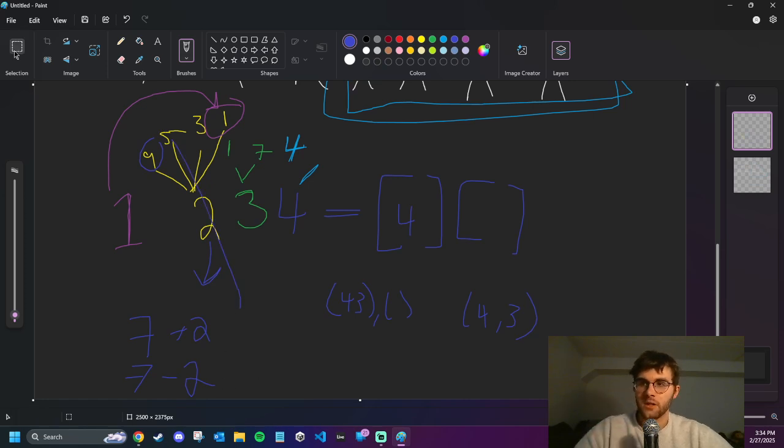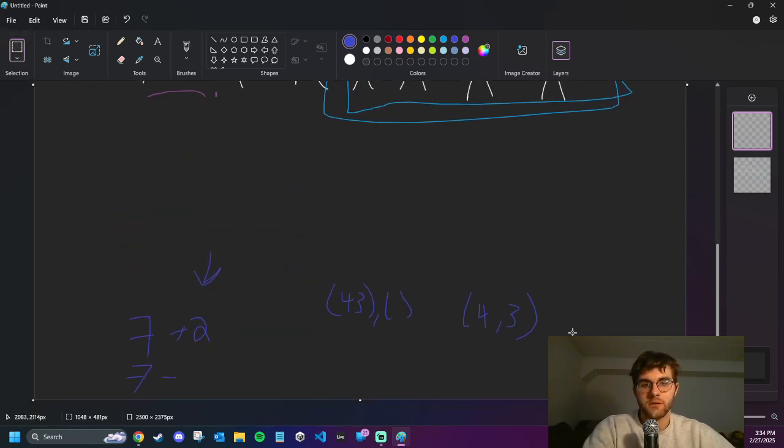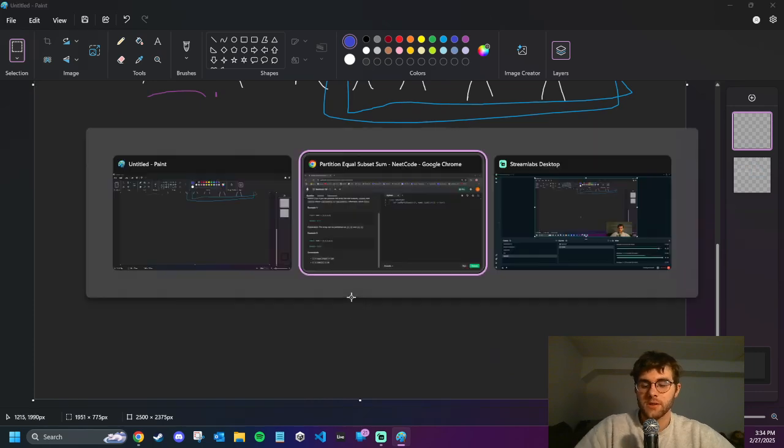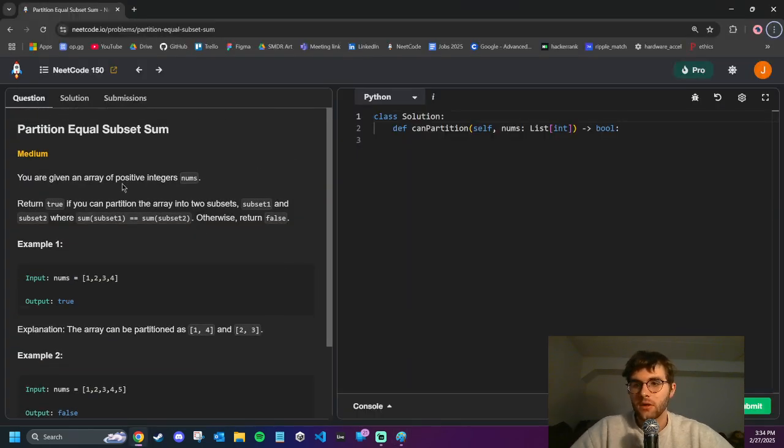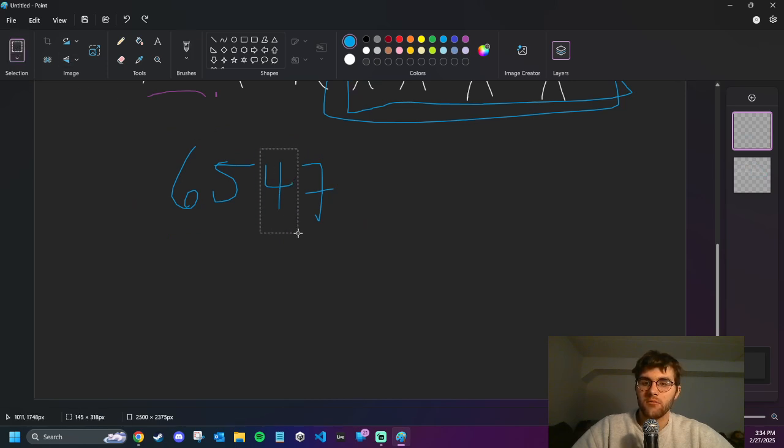It probably is. Let me try with a different group of numbers that aren't in weird ascending order, because they don't have to be in ascending order, right? No, okay. So let's try 6, 5, 4, 7, like this. So in this case, you could partition it. 4, 7 can make 11, and 6, 5 can make 11. And just, yeah, that's fine.